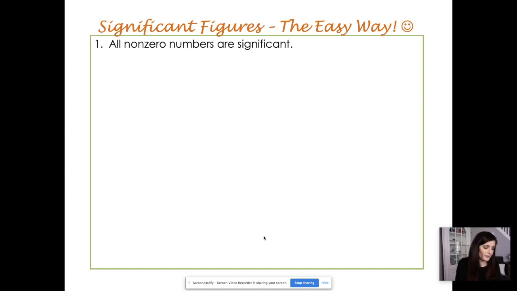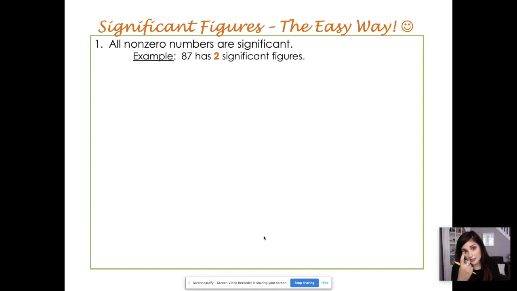For example, if I have the measurement 87, let's say, from here to, I don't know, Newark, New Jersey, I'm just making something up, is 87 miles. It's an approximation. It's not exactly 87, give or take. It's something else. That measurement would have 2 significant figures. The 8 and the 7 would be considered significant.